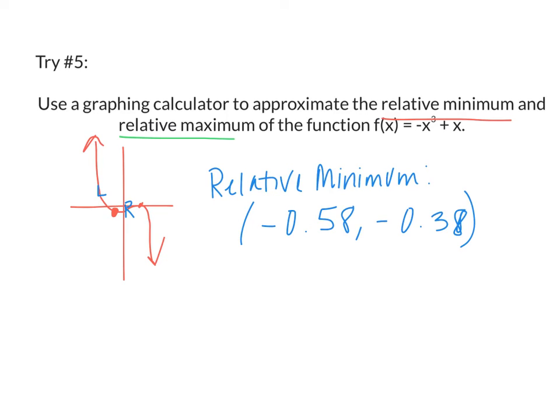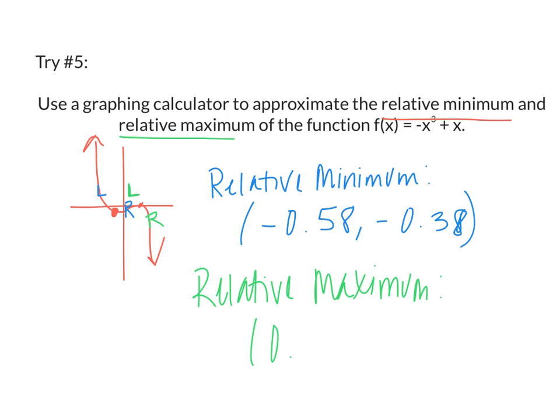To do our next point, we would find the relative maximum because it's higher. So what was right on the other one is now left. This section would be left and this would be right. Again, we go to second trace. This time go to maximum, which is number 4. We go just to the left of that point, then to the right of what we think is that point. And so our relative maximum is 0.58 comma 0.38.